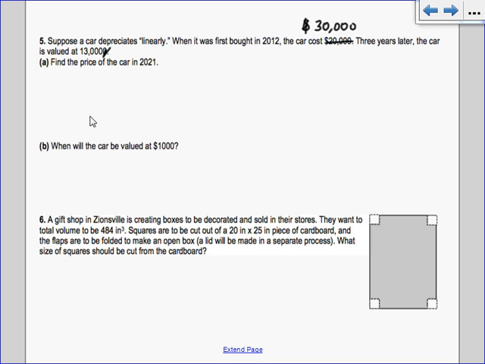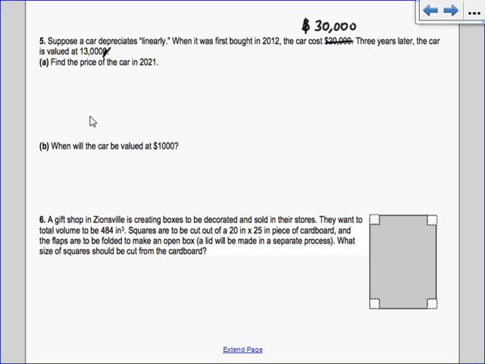So it says when it was first bought in 2012, the car cost, I want you to change that from $20,000 to $30,000. And then 3 years later, the car is valued at, that should be $13,000. I got a little crazy with my zeros. It did not go up in value. Is it a classic car? Okay, and I should have put a little dollar sign too.